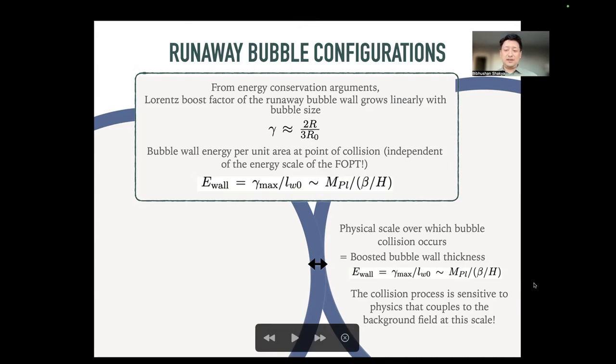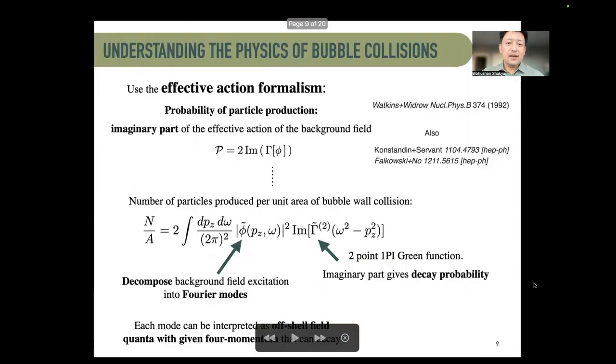And that is why the collision is really sensitive to this really high energy, despite everything starting at sort of energy scales of the temperature or the vacuum energy, or the VEV of the background field. So to calculate how much energy you can convert into particles, or how many particles of very high energy or mass you can produce from these bubble collisions, what you have to do is do a calculation that involves the effective action formalism. So what you need to calculate is the imaginary part of the effective action of the background field across this collision process.